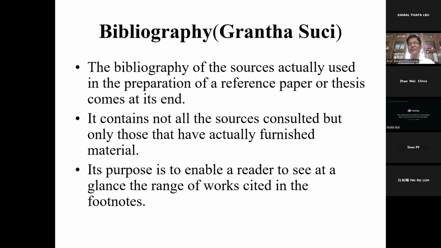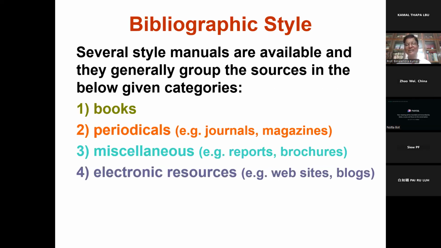So those books or journals which have been given as references in the footnotes must be given in the bibliography also. Now we are coming to the style, that is, how this bibliography can be written through the APA system, the American Psychological Association system. So we have to use books, periodicals, miscellaneous, and electronic resources. There are four things which are given at the end of the dissertation or the thesis.